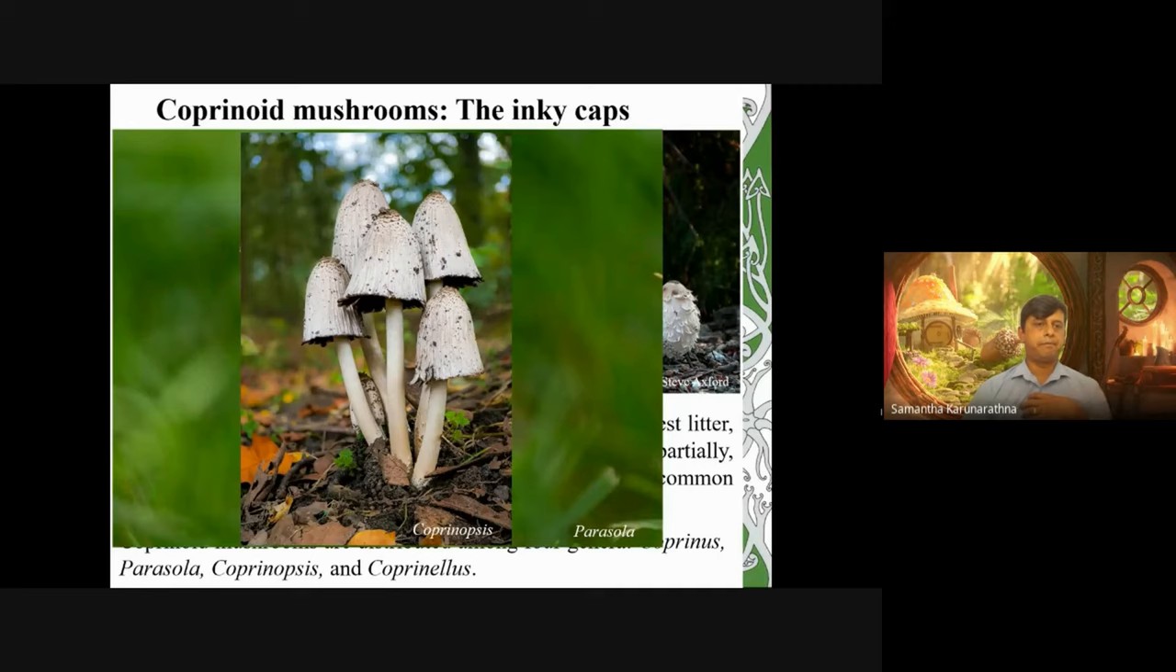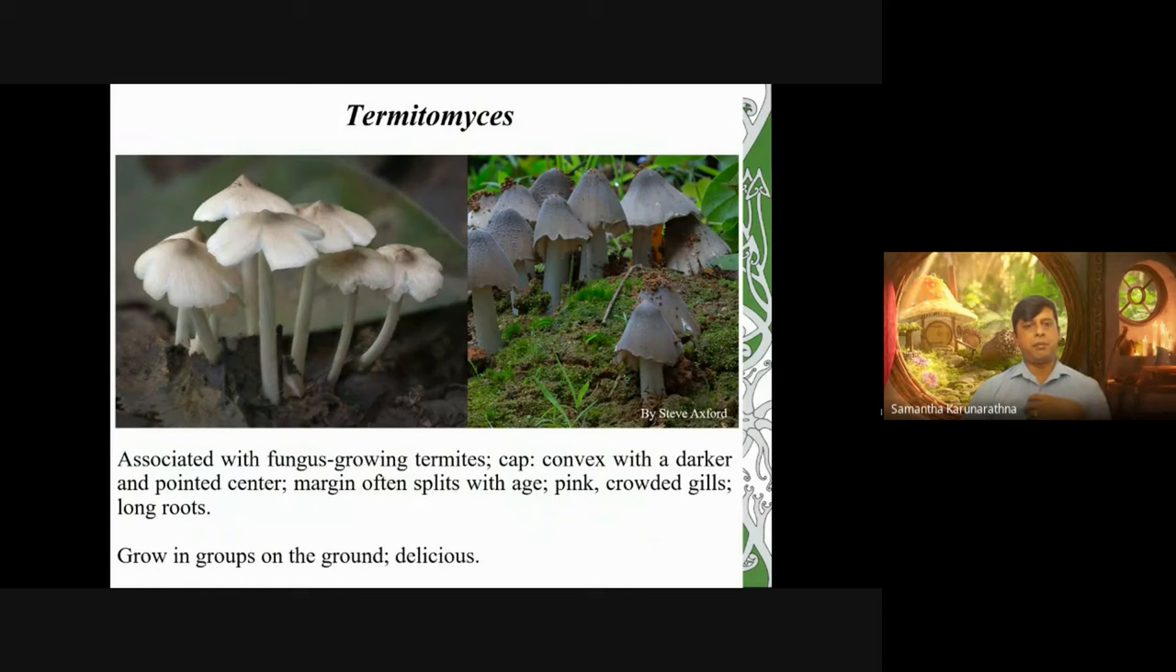Next one, please. So the next one is Termitomyces, and this is a very good edible mushroom. At the moment, all the Termitomyces that are known are edible, so there are no poisonous ones in this group. These mushrooms are always associated with termites, the fungus-growing termites. So don't think that all termites can grow mushrooms. It is not so. Only one group, we call Macrotermitinae, can cultivate these Termitomyces.